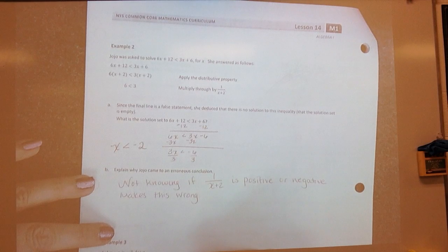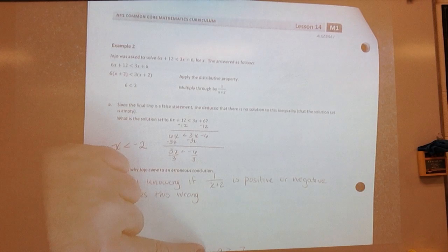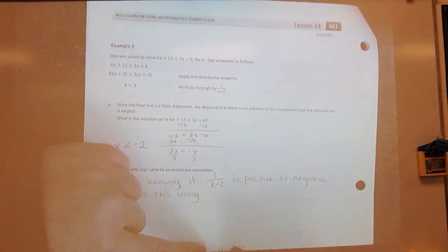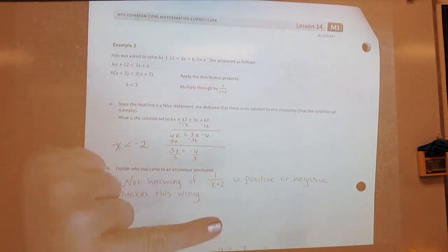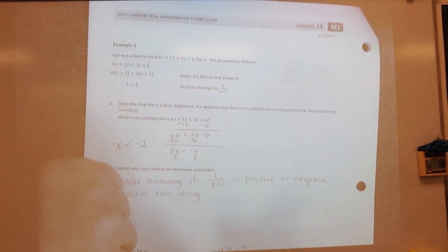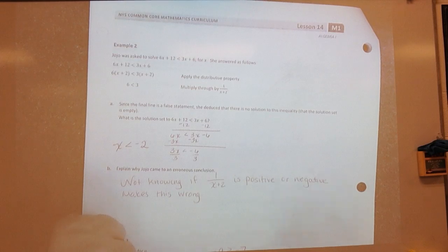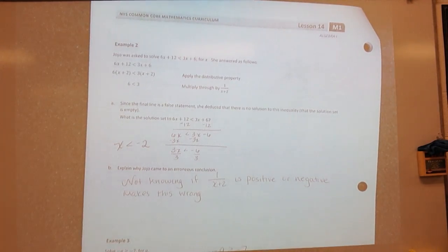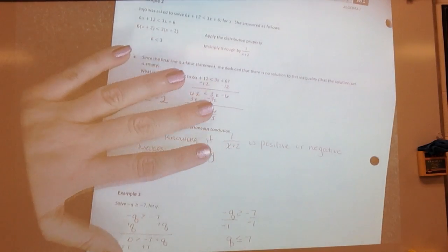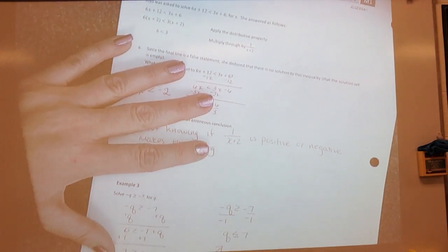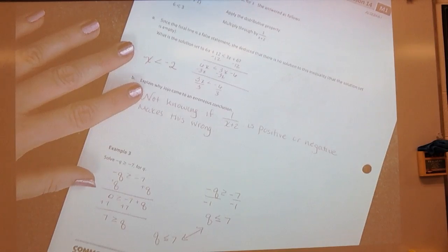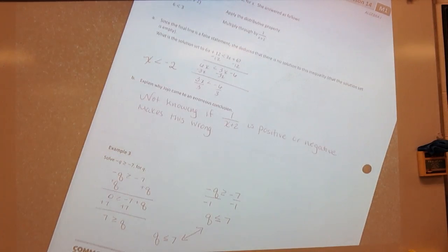Let me show you another way that you can do this. We never want our q or our x to be negative, so I'm going to divide by negative 1. Remember what I said, when I divide by a negative number, my inequality sign changes. Negative 7 divided by negative 1 is positive 7. And look, guys, we got the same answer. All right, we got the same answer there.